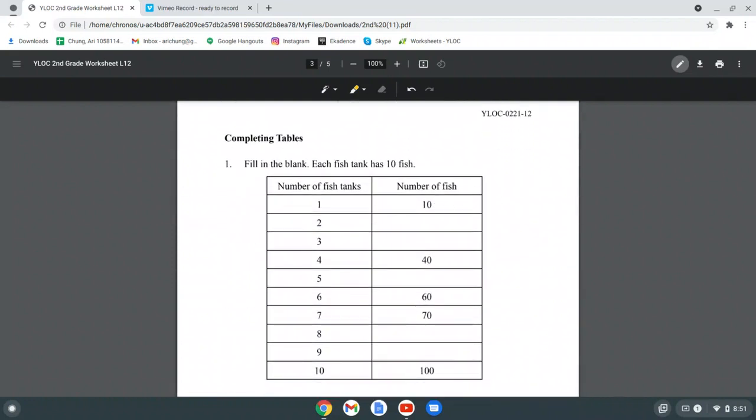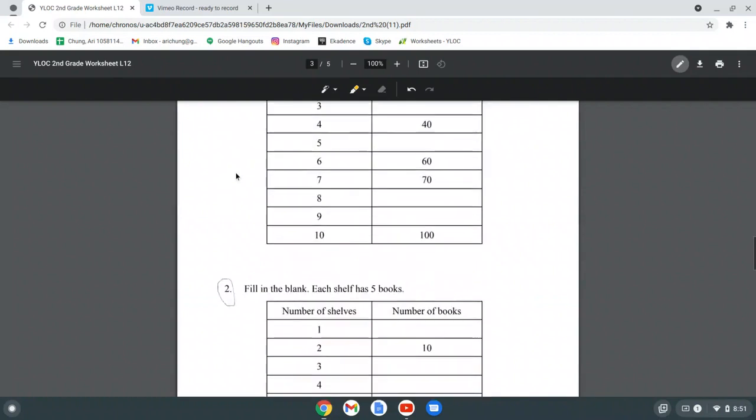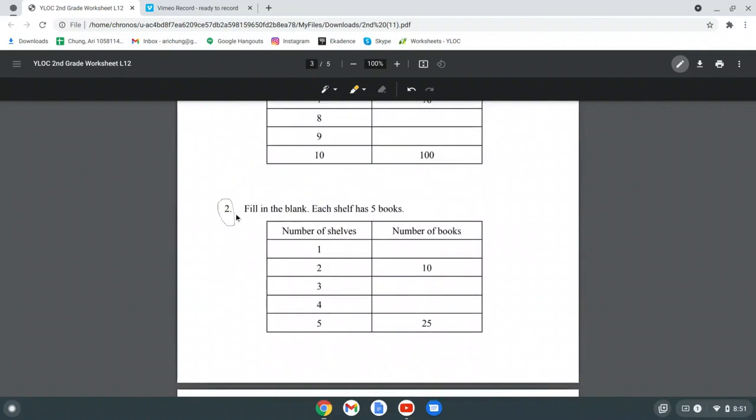Now let's complete tables, fill in the blank. Let's do number 2, fill in the blank. Each shelf has 5 books. So if each shelf has 5 books, one shelf would have 5 books. So we would write 5 here.